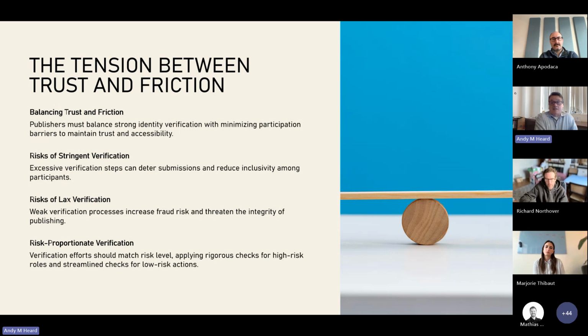The challenge lies in calibrating verification to be proportionate to risk, ensuring that high-risk roles like editors or guest editors in particular undergo rigorous checks while low-risk actions remain streamlined. This balancing act is central to maintaining a fair and efficient scholarly publishing environment where trust and accessibility coexist without undermining each other.